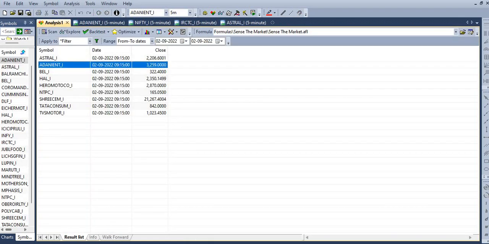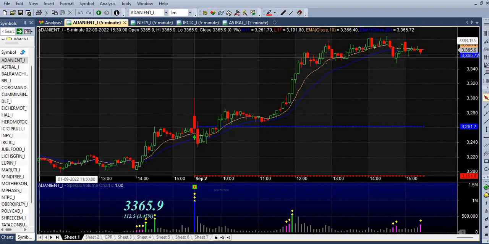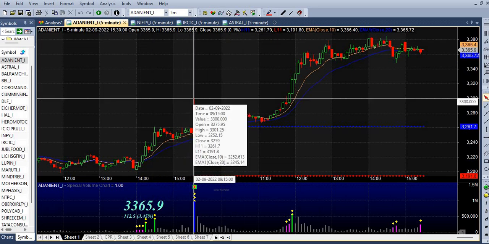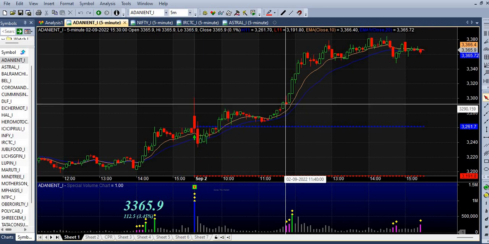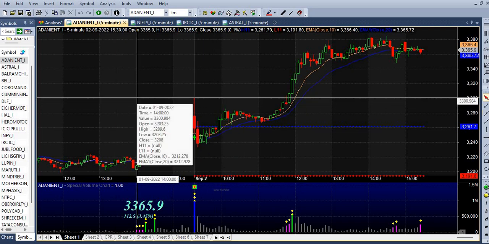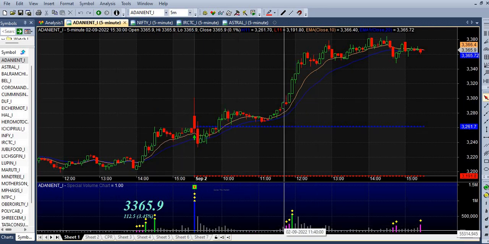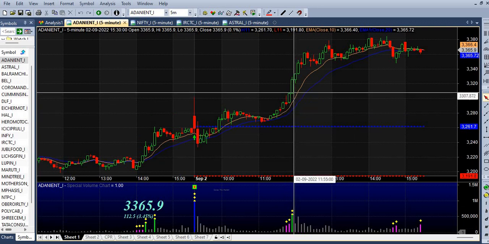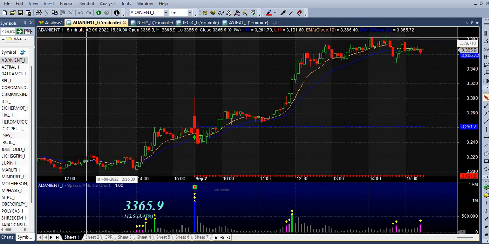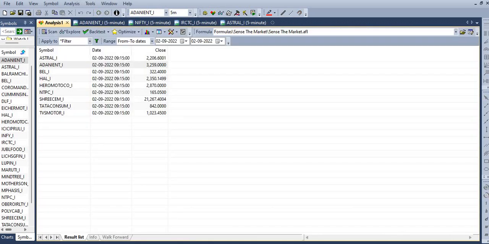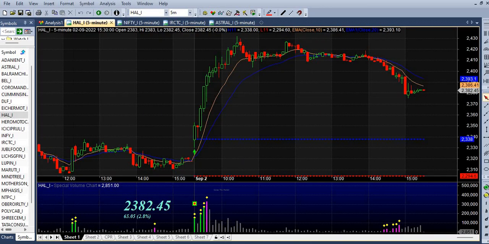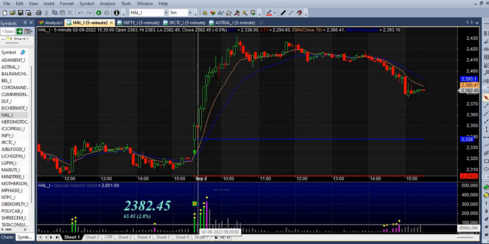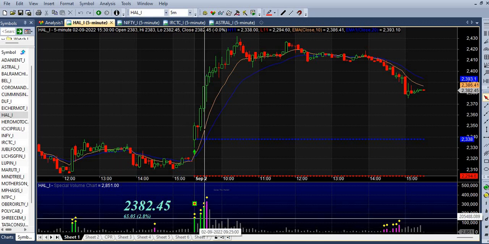Like when you click on Adani ENT. Adani ENT was forming a nice setup, but the entry was at around mid afternoon, at around 12 o'clock. You can clearly see right here one dot, two dots, and two dots. Right here you enter and you go for somewhere around 30 to 40 points of profit. Hindustan Aeronautics Limited, clearly a nice movement to catch. You can see two dots with the box. This is a special volume.